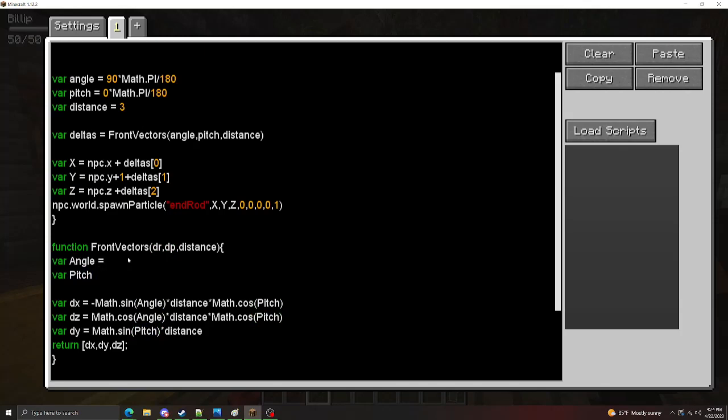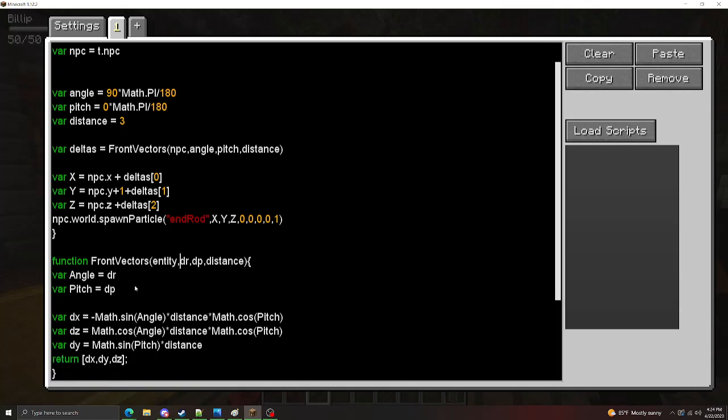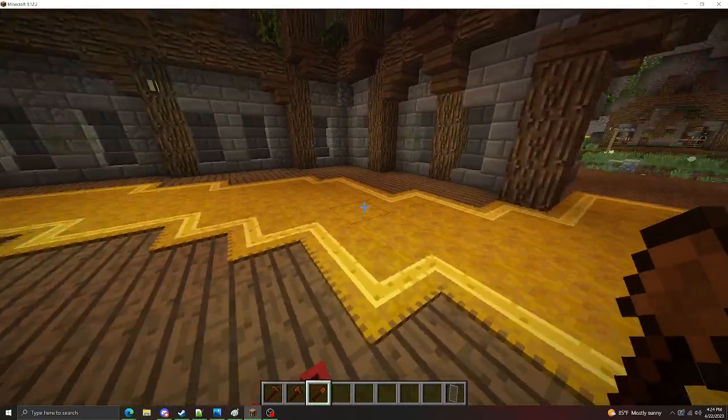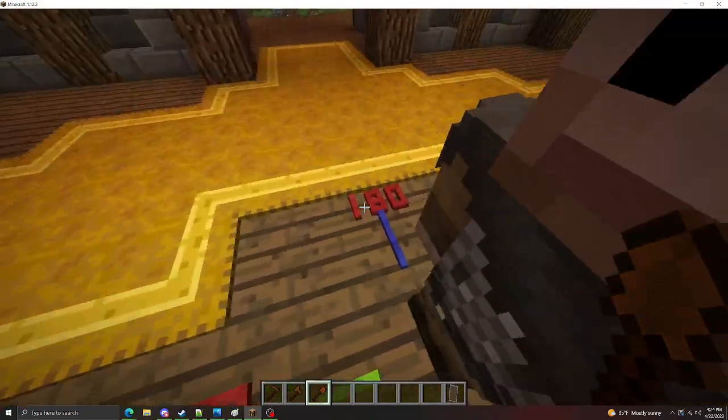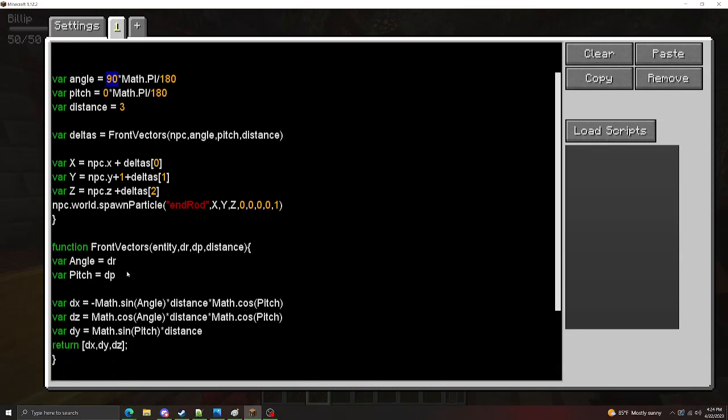Now we'll reassign these so it's set up to function pretty much the same how it is. We're just adding an intermediate variable so we can do additional calculations on dr and dp here. If we want to add the entity rotation, we should pass in the NPC as one of the fields here. So let's add an entity field to our front vectors function. Now if we want the angle to be relative to where the NPC is facing, it should be the NPC's angle, which is 90, plus whatever angle we want. So whatever angle we pass is the angle we want, plus the entity's rotation.